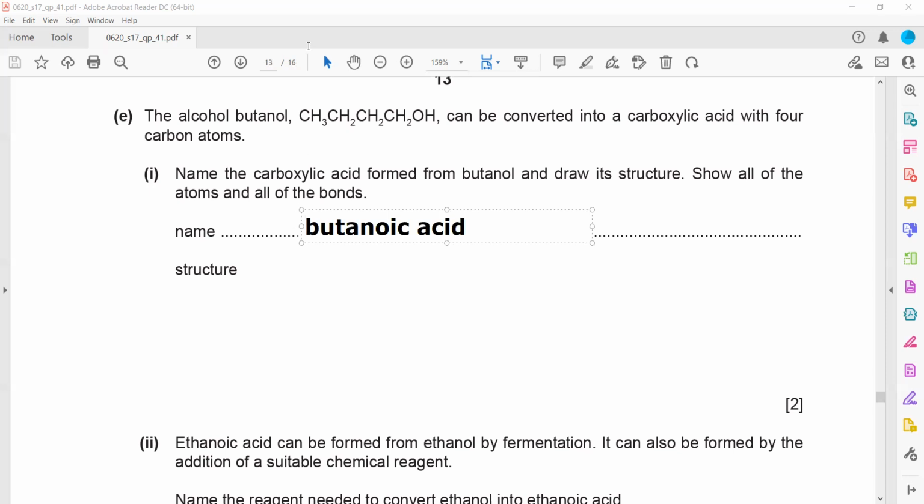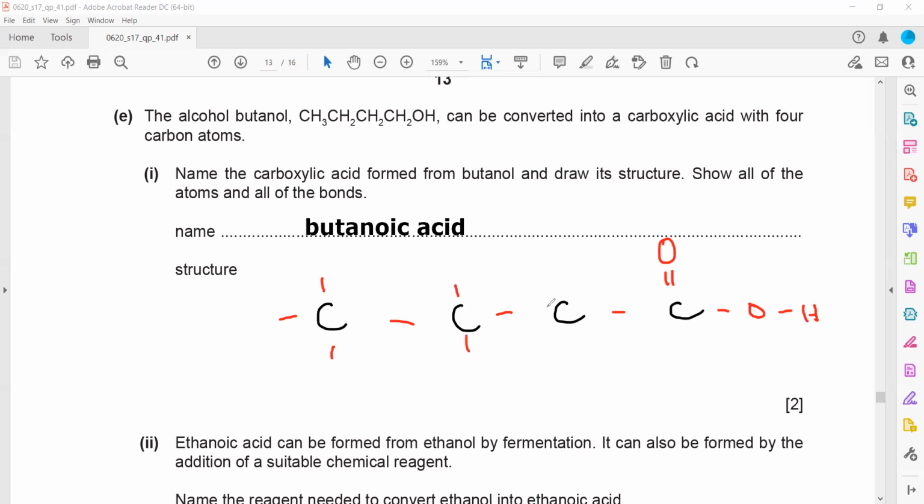And for the structure of butanoic acid, but means 4 carbons. So we'll draw the 4 carbon atoms. Carboxylic acid means that they have C double bonded with O, and OH. It is always at the last position, either on the right or the left. And then single bonds are there. This will have 3 hydrogens, this will have 2 hydrogens, this will have 2 hydrogens, and H, because we have to show all the bonds and all the atoms. So this is the structure of butanoic acid.